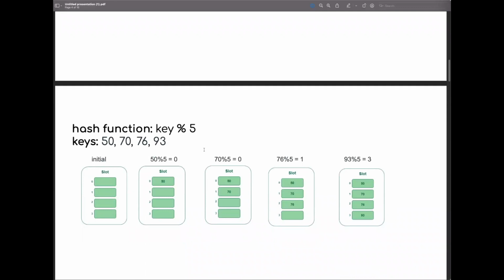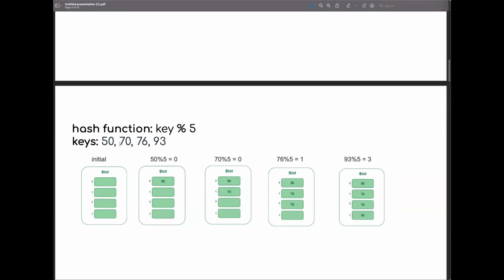To make it simple, let's say our hash function is simply key mod 5, and the keys that we have are 50, 70, 76, 93. For the initialization of slots or buckets, we can call them slots. We have 5 slots. Our first key, 50 mod 5, we get 0. So we store 50 at index 0 in the slots. So here we put 50.